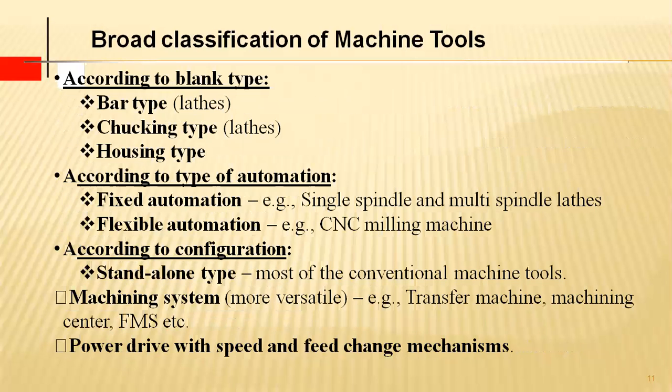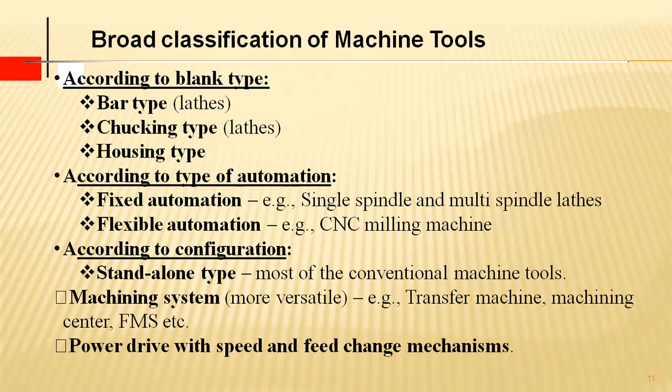According to the blank type, they are classified into three types: bar type, chucking type, and housing type. According to the automation, fixed automation and flexible automation. Fixed automation means single spindle and multi-spindle lathes will be utilized. In flexible automation, CNC milling machines play the key role in an automation mode with all the commencement of activities.